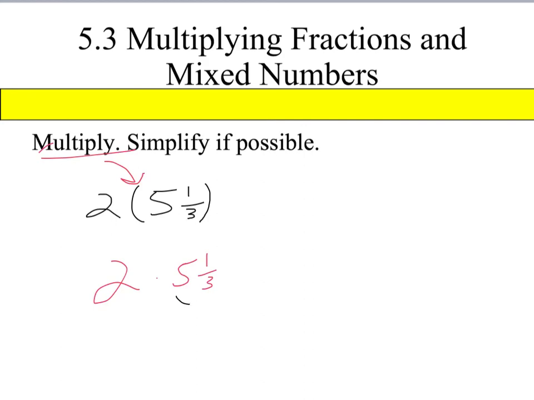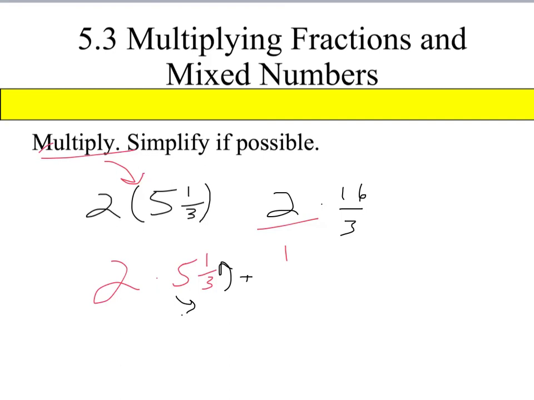Okay, so as an improper fraction, I'm going to multiply going down, add going up. So my new equation is going to be 2 times 16/3. Okay, so if I look at that, I'm going to multiply straight across, but what's my denominator of 2? It is always over 1.